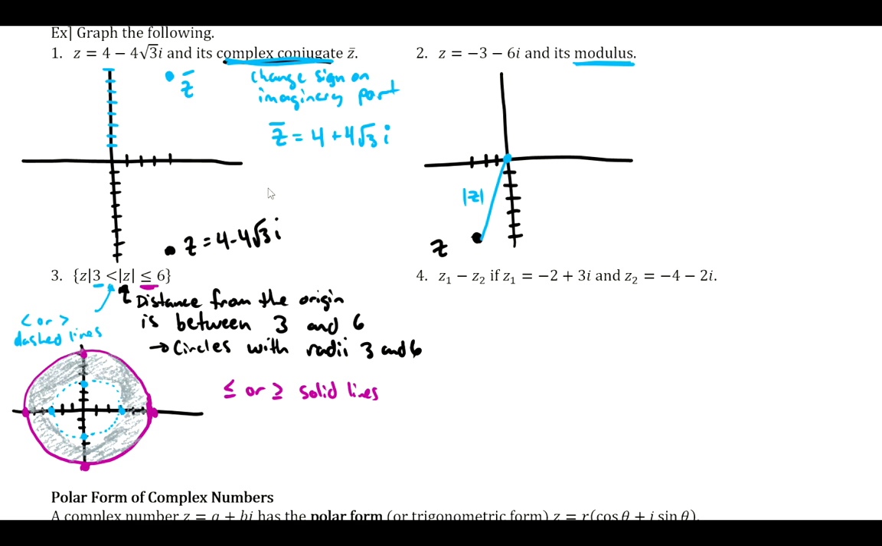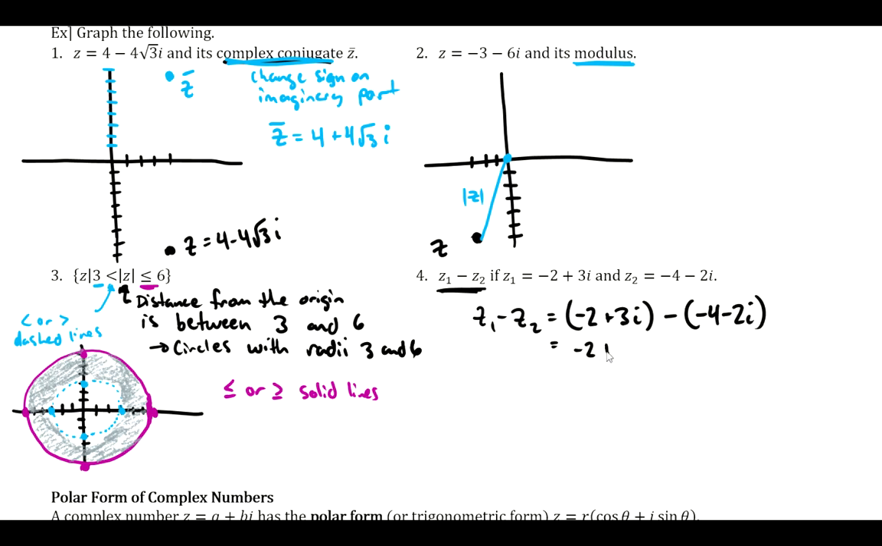Okay, this last one where we're graphing, so it's saying it wants us to do z1 minus z2 if z1 equals that and z2 equals that. Okay, so let's go ahead and sketch z1, or not sketch, let's do z1 minus z2 real quick. So z1 is negative 2 plus 3i, and then minus z2 is negative 4 minus 2i. And then we'll just continue with our simplifying.